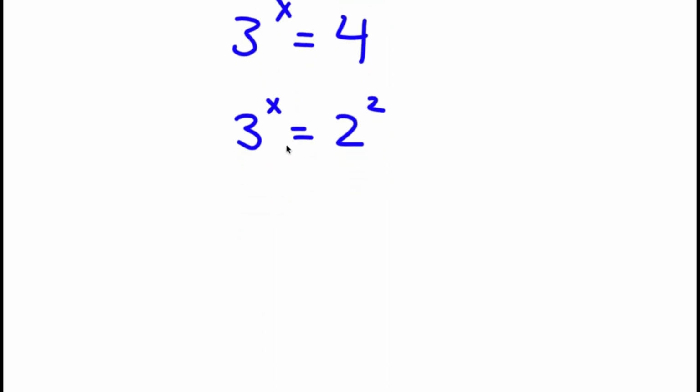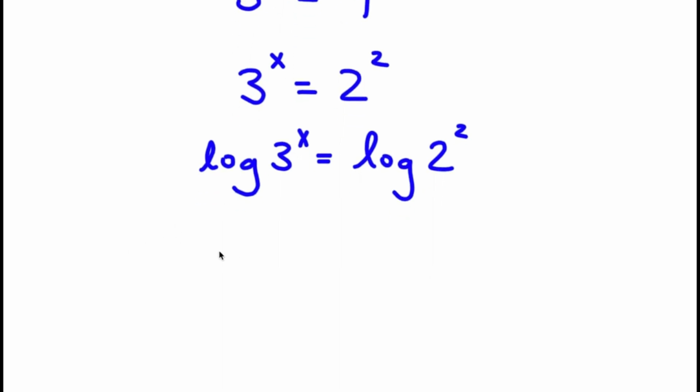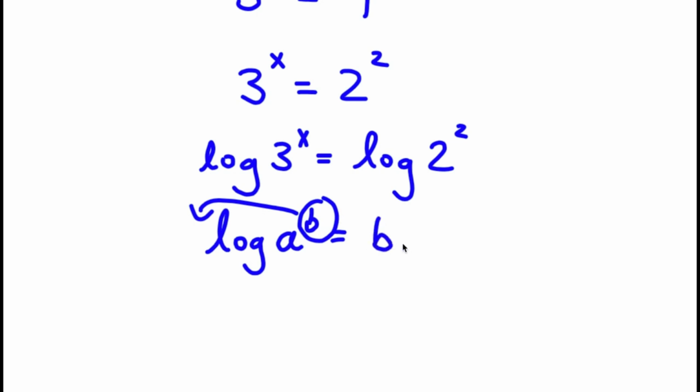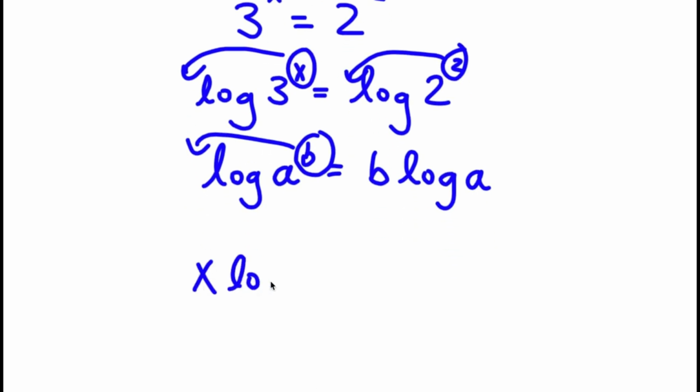So now I'm going to take the log on both sides. So now I have log 3 to the power of x is equal to log 2 to the power of 2. Now if I have something in the form log a to the power of b, I can simply move this exponent b to the front. So this can equal b times log a. So in this case, log 3 to the power of x, I can move x to the front, and log 2 to the power of 2, I can move 2 to the front. So now I have x times log 3 is equal to 2 times log 2.